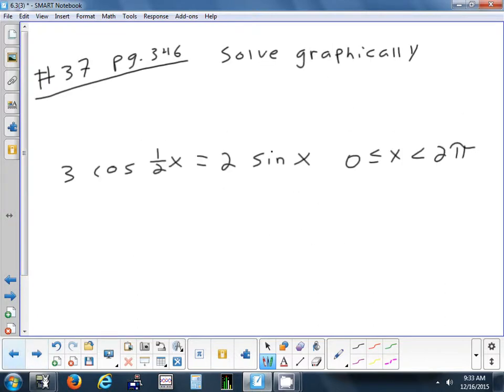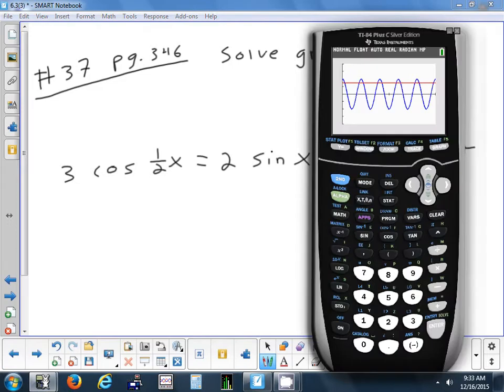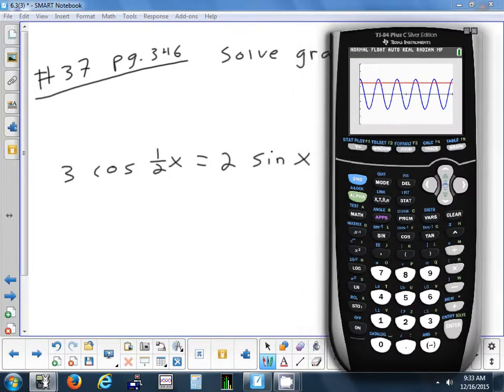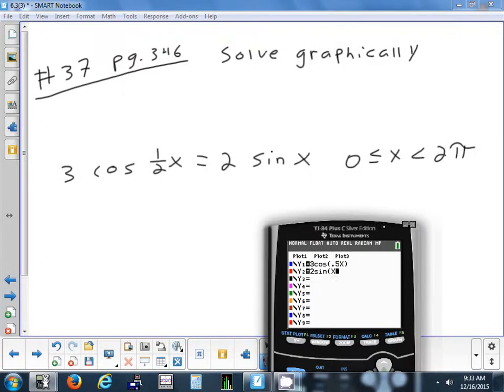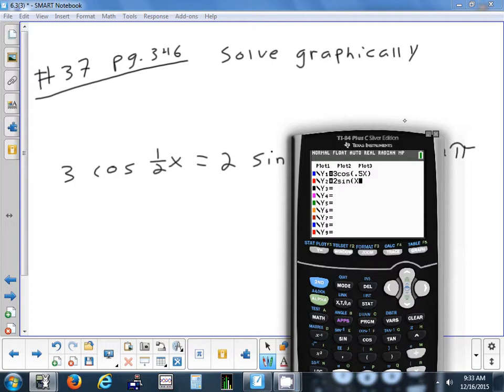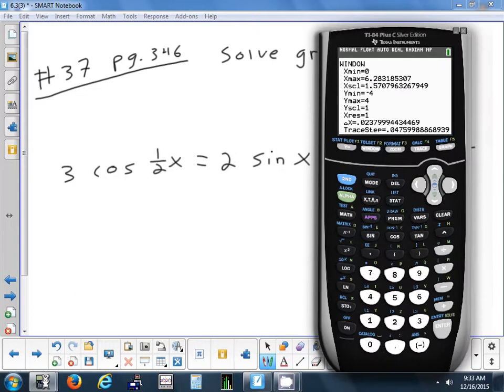And last two. All right, so this one we can do a couple different ways. Let's do it the way we've been doing it. Type in one side on y1, type the other side on y2, and we're between 0 and 2 pi. Okay, I'm still between 0 and 2 pi. Let's hit graph and see what we get.